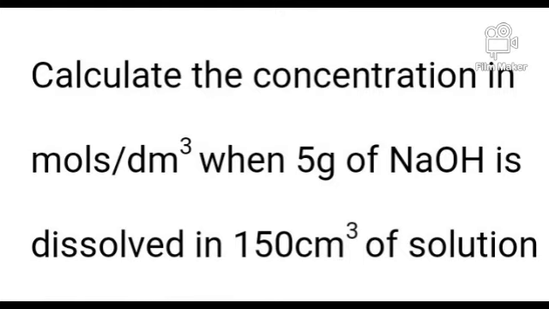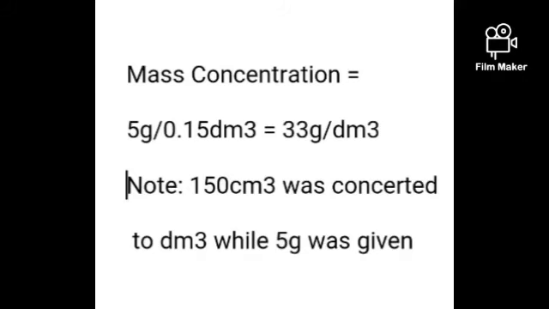Taking another example, calculate the concentration in moles per dm cubed when 5 grams of NaOH is dissolved in 150 cm cubed of solution. Now, we are going to calculate the mass concentration, which is going to be the mass divided by the volume in dm cubed. If you notice the 0.15, we have converted the 150 cm cubed to dm cubed by dividing it by 1000.